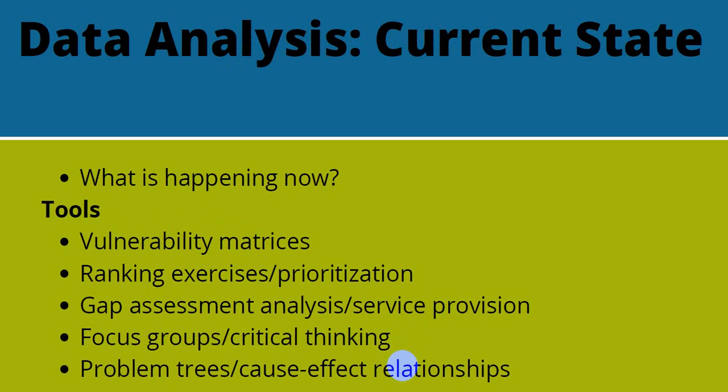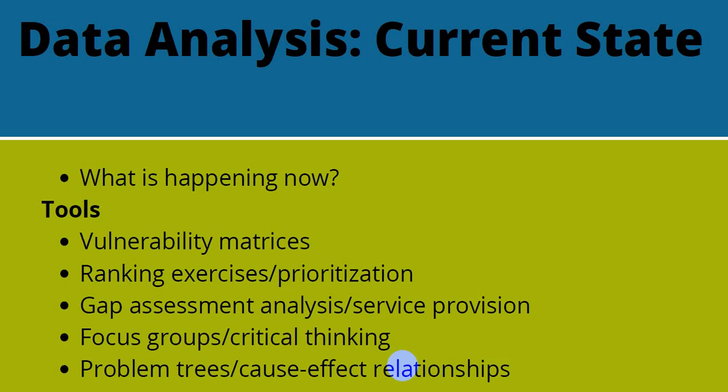Once you have data, you want to analyze that data and understand what is the current state of the community. We're going to look at the future state following. Looking at the current state is asking the question, what is happening now? And we have several tools that we can use for current state data analysis. A vulnerability matrix is a matrix that looks at probability of events along with the severity of events, which is a nice tool that will enable you to determine where there is an urgent need that needs to be addressed quickly.